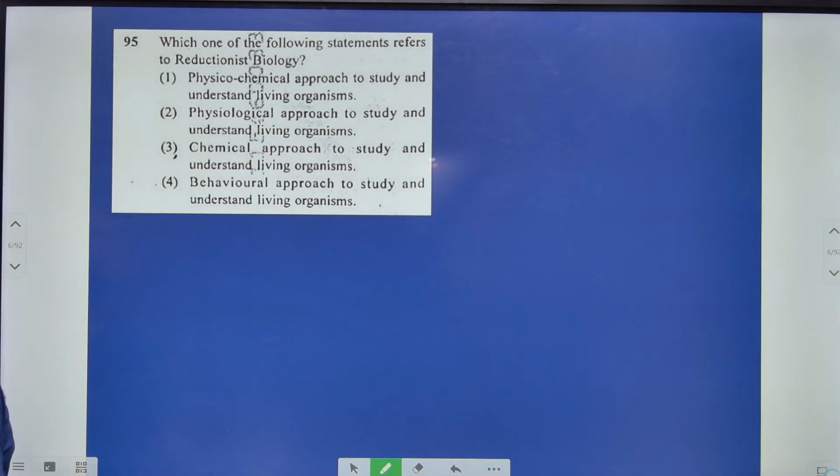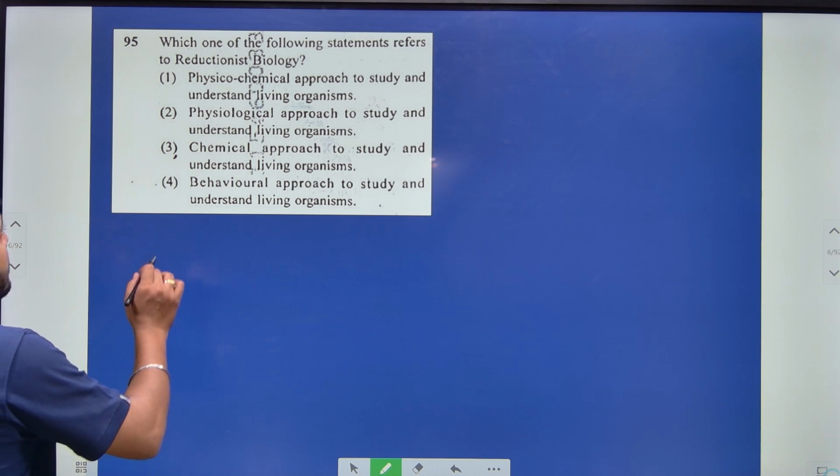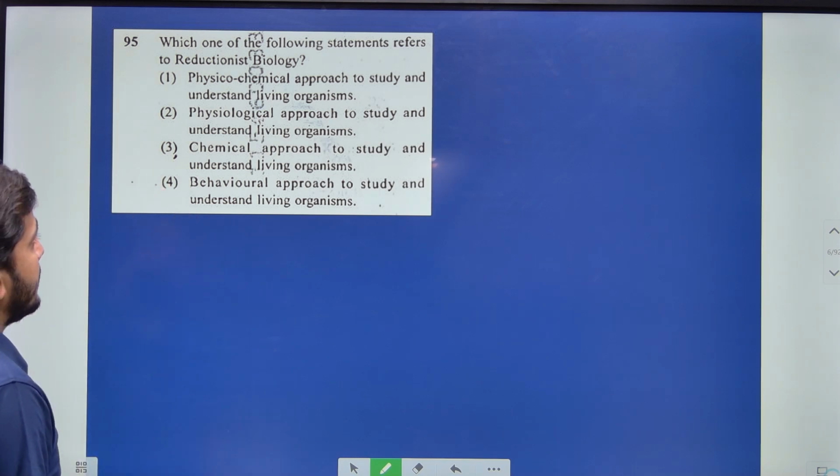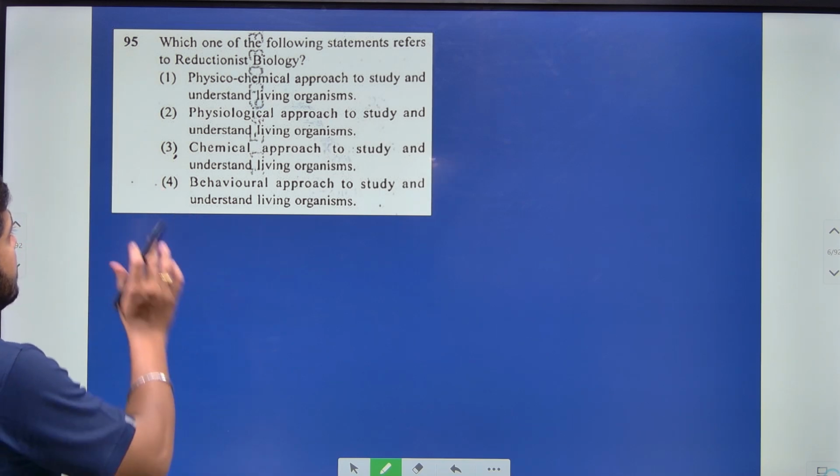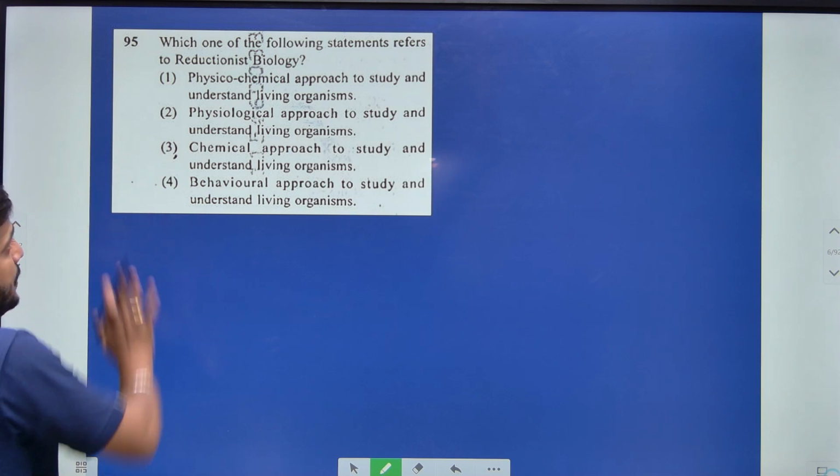Moving on to the next. Which one of the following statements refers to reductionist biology, right? So the reductionist biologist and the statement related with him, right?